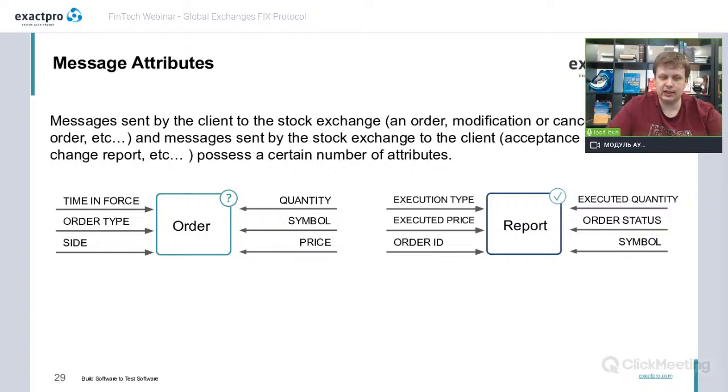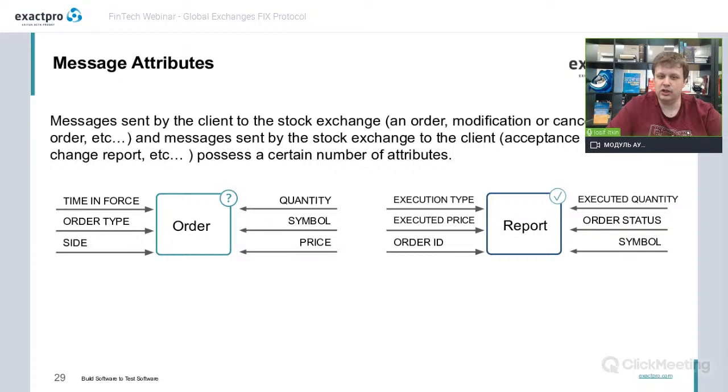It can contain price, it can contain order type, market or limit, it can contain time in force, the validity of the order. And of course, it can contain and should contain quantity. How many shares are we trying to acquire, or how many shares are we trying to sell? So these are attributes for the order message.